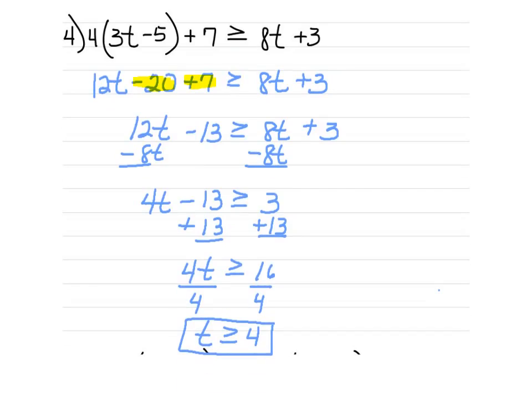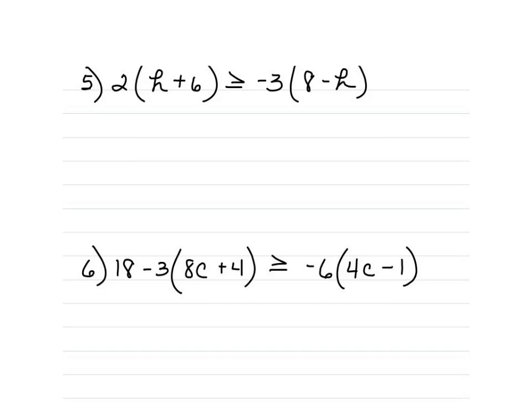Number 5. Take a moment to write it down. Okay, first step is to distribute here. So I have 2h plus 12 is greater than or equal to negative 24 plus 3h.